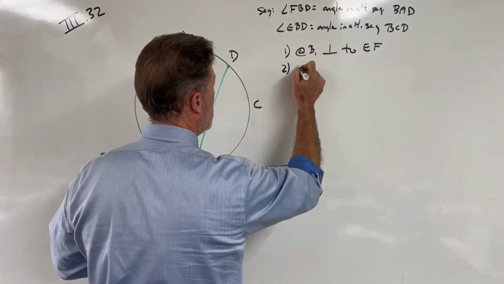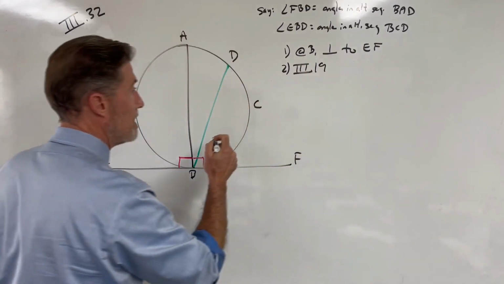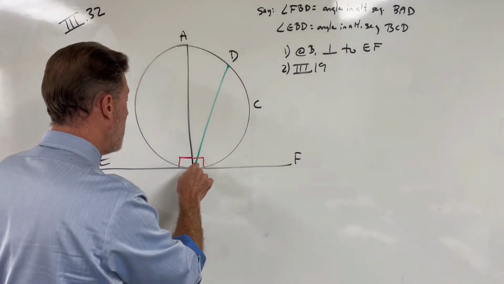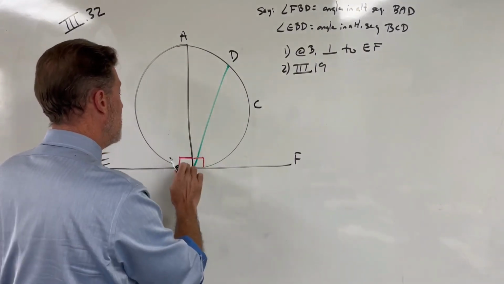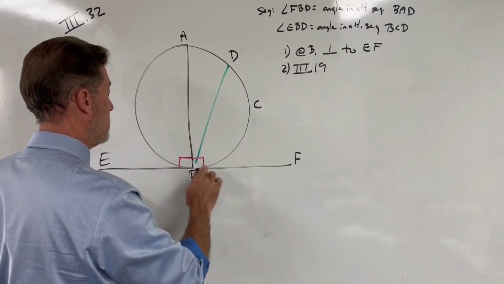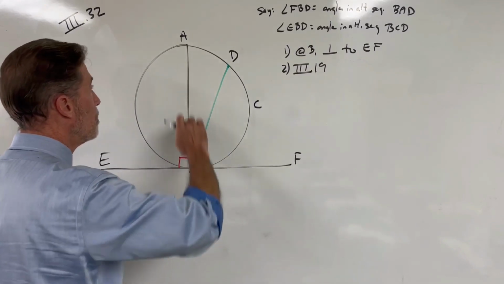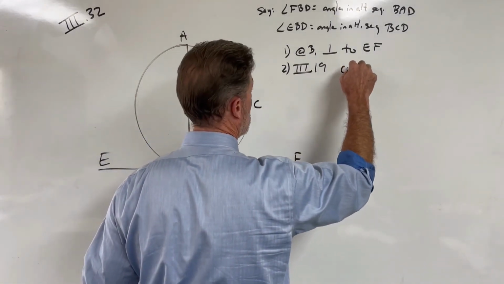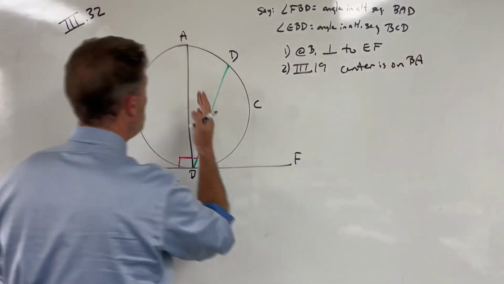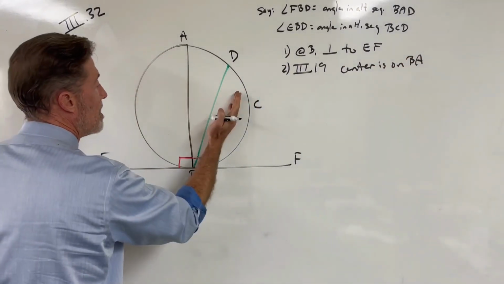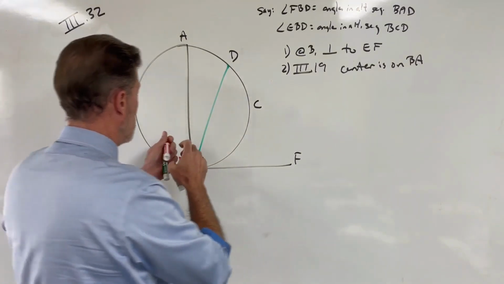Second step, we're going to use Book 3, Proposition 19. And that tells us that when we draw a line from the point of contact with a line cutting a circle, a line perpendicular to that touching line, then the center of the circle will be on BA. So the center is on line BA, which means BA has cut our circle into halves. We have two semicircles.